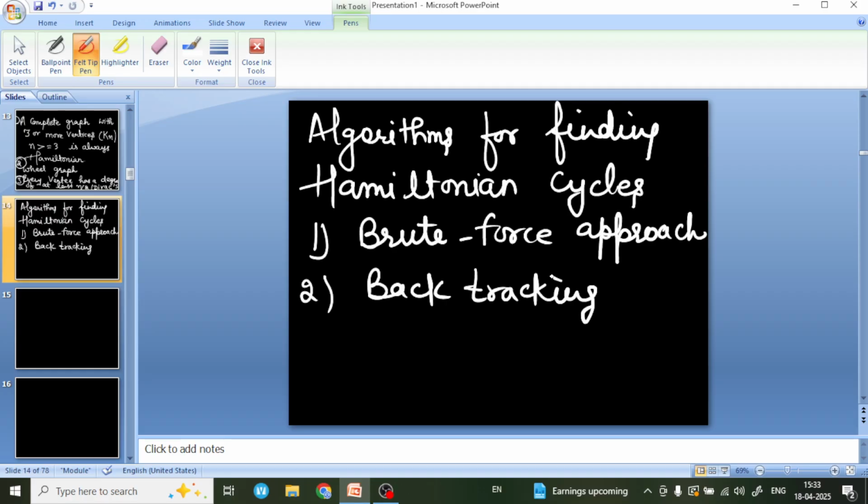Brute force approach, in brute force approach, trying all possible paths to see if one is a Hamiltonian cycle. In backtracking case, a more efficient algorithm which systematically explores each and every path and then prunes the branches that don't lead to a solution. Now I am going to discuss brute force approach.